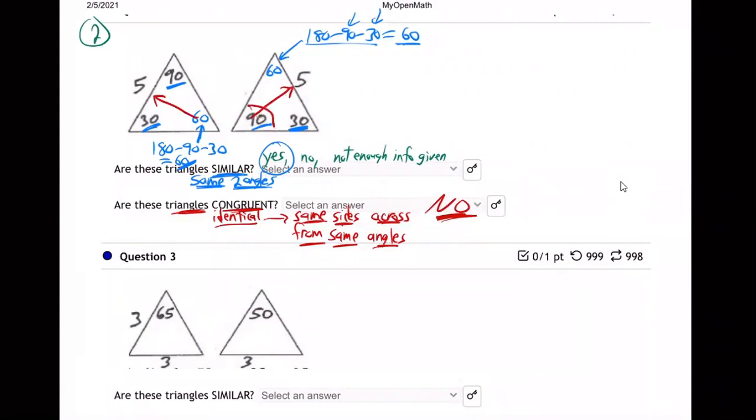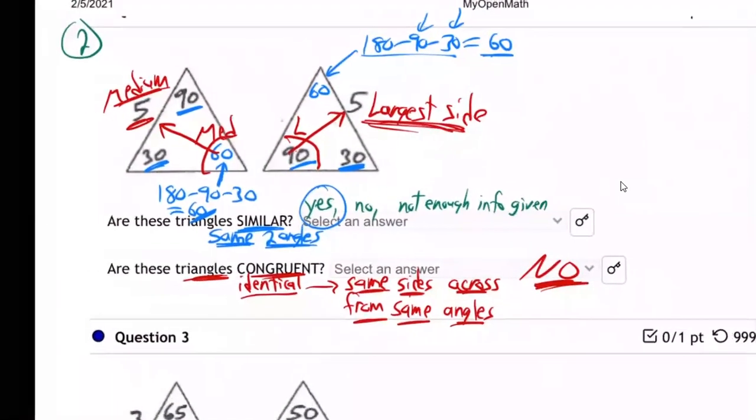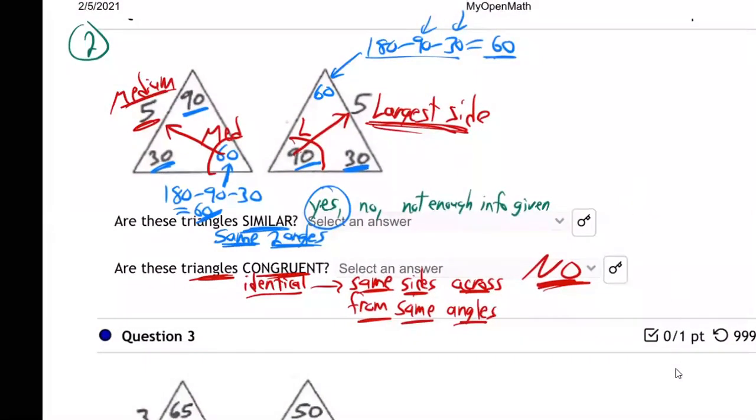In this triangle, 90 is the biggest angle. That's the largest angle. Therefore, 5 must be the largest side in that triangle. Whereas over here, 60 is the medium angle. Therefore, 5 is the medium side in this triangle. So 5 is the largest side in this triangle, but 5 is only the middle side in that triangle. They are not identical for sure. No way they are identical.